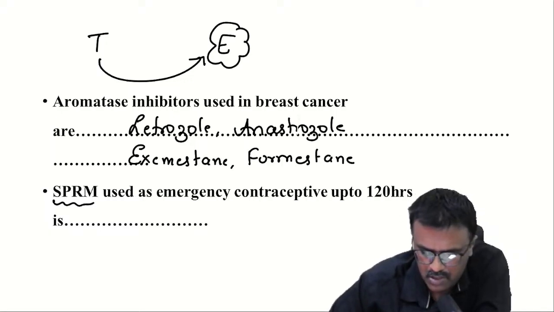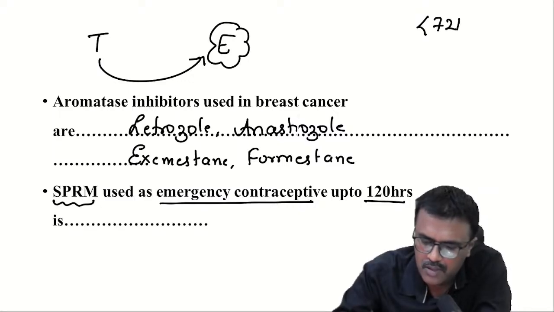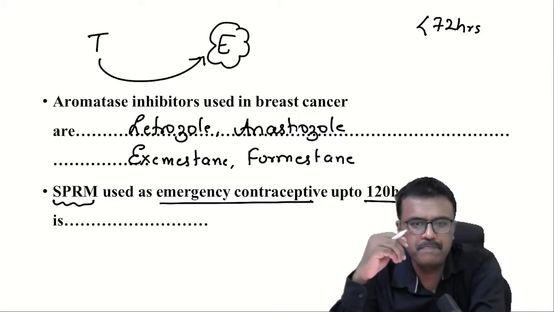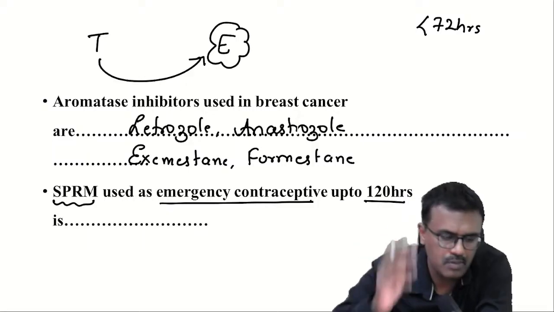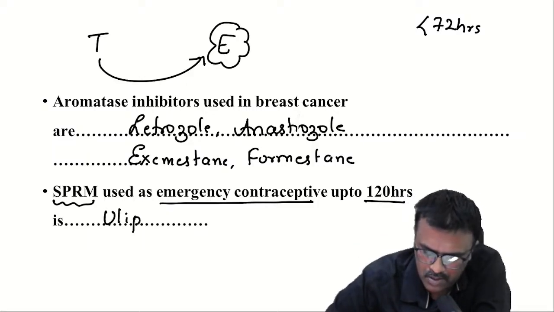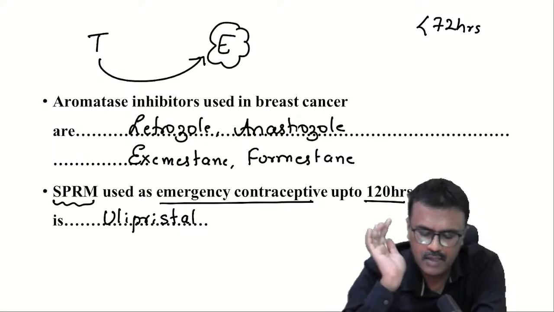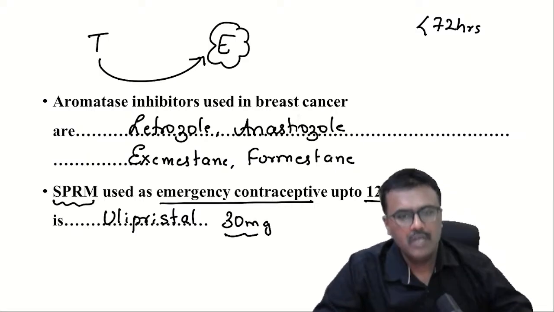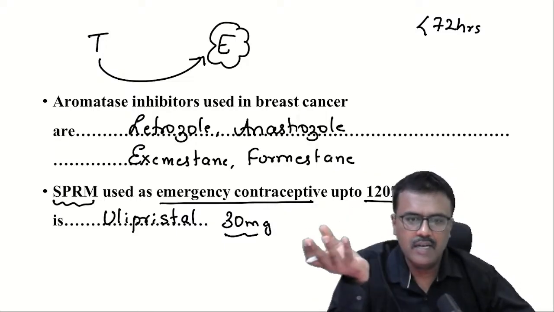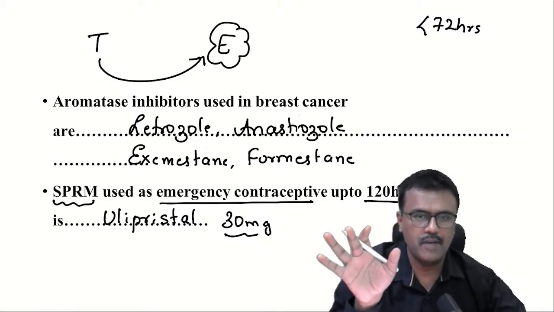What is a selective progesterone receptor modulator? It is used as an emergency contraceptive up to 120 hours. Most of the emergency contraceptives are within 72 hours, like OCPs, levonorgestrel, right? But there is a new drug which can be used up to 120 hours, that is up to 5 days, called ulipristal. In one of the NEET PG exams, they had asked the dose also, 30 milligram. Should I remember the dose of every drug? Unless you are writing it every day, you won't be able to remember. But what has already been asked, you should be knowing.